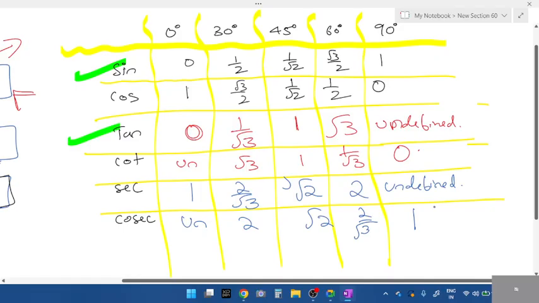So sec values, reciprocal of cos, students. Just reciprocate the values, you'll get the answer.